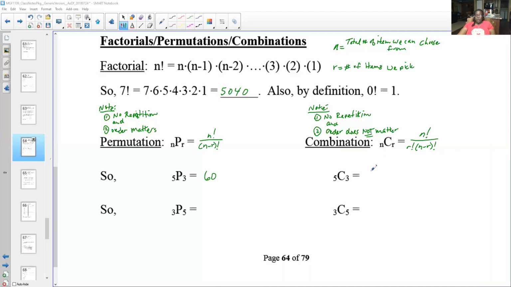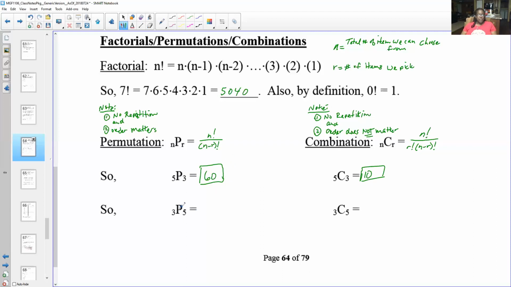possible ways to do a combination of these 5 items, choosing 3. So it's a big difference between combination and permutation. So make sure, 1, you recognize if you're doing one or the other, and 2, when you're putting it in your calculator, you're choosing the right button. Make sure you're doing it.